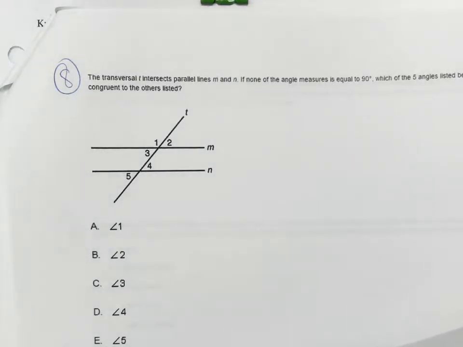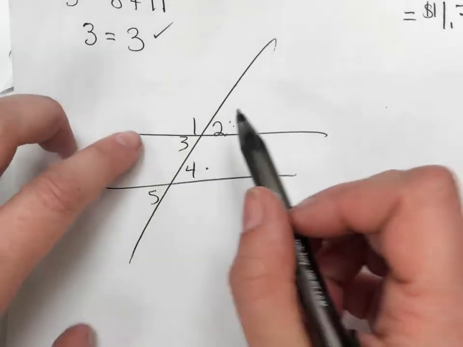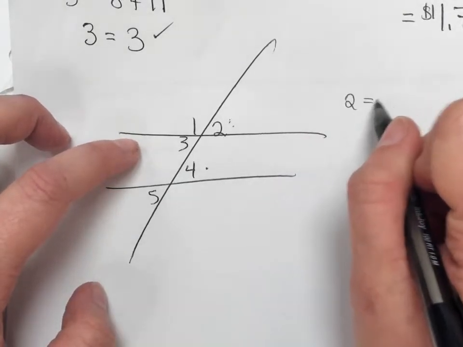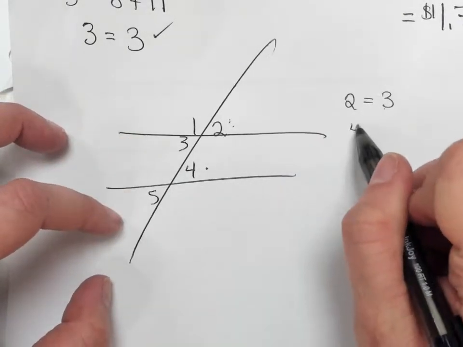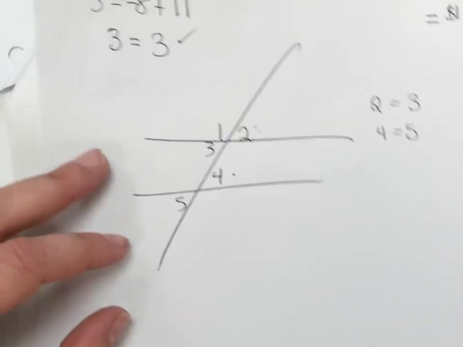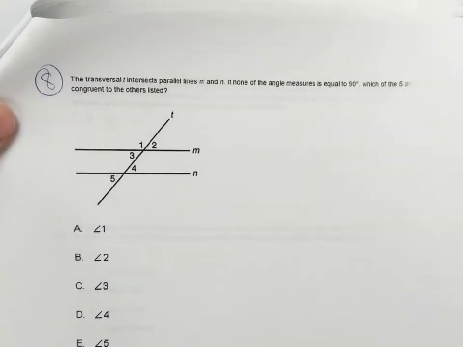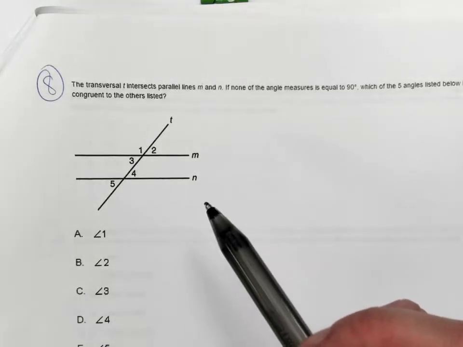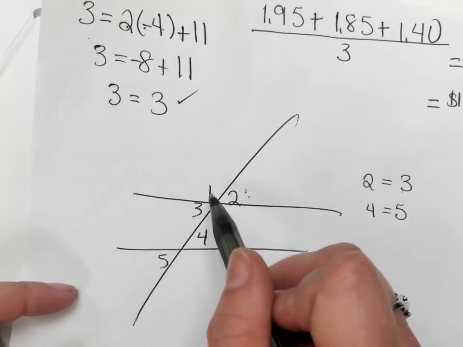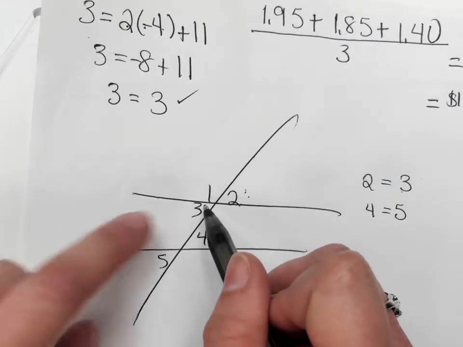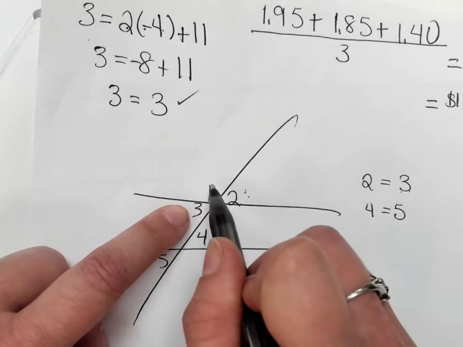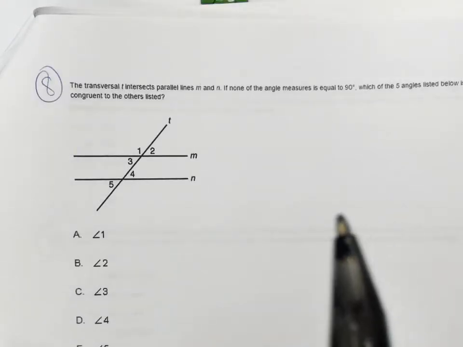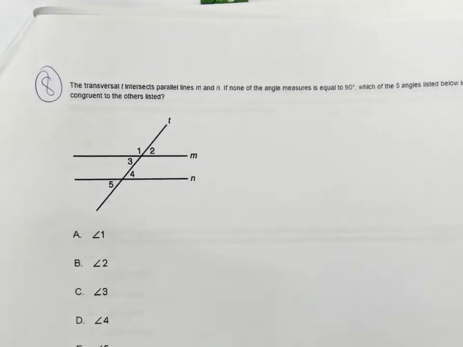Okay, which one's not congruent? So we know that 2 equals 3, right? And we know that, what was the other one? 4 equals 5? What else do we have? What does it say? What about 1 and 3? Are 1 and 3 congruent? No. But 3 was congruent, right? Mm-hmm. So which one am I going to pick? 1. What number is that? 8. Alright, let's do another one.